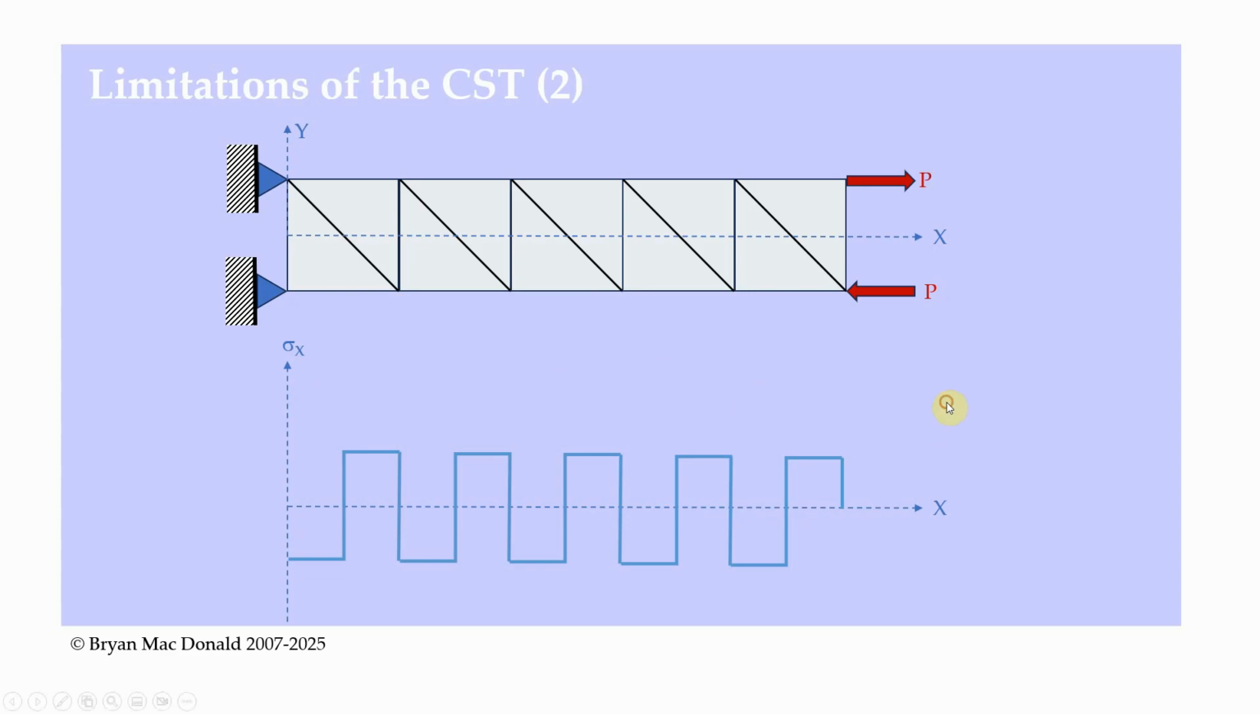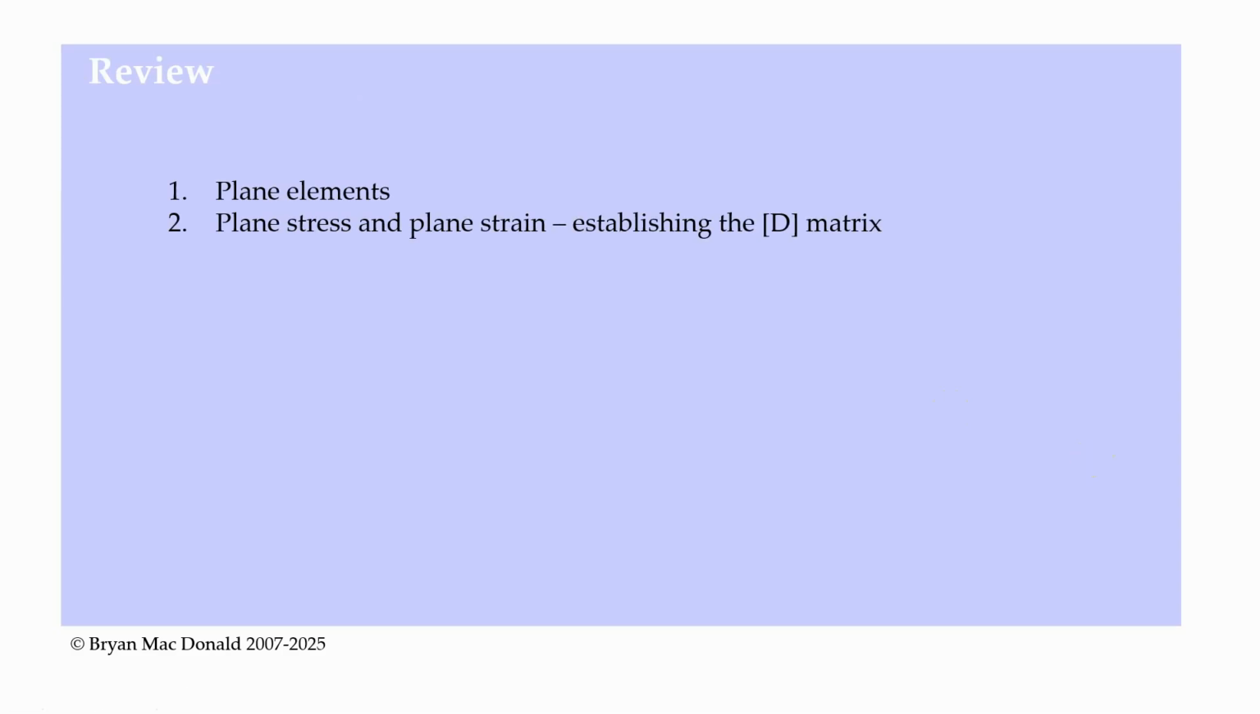Okay, so just to finish up then, we'll take a review of what we did in this video. So we looked at plane elements in general. We looked at plane stress and plane strain and establishing the D matrix. So the D matrix, remember, relates stress to strain. It's often known as the material property matrix, and it's used in the construction of the stiffness matrix. We defined what the constant strain triangle was. We talked about iso-parametric mapping, which is very important, which we're going to use for all the other 2D elements we look at from now on.